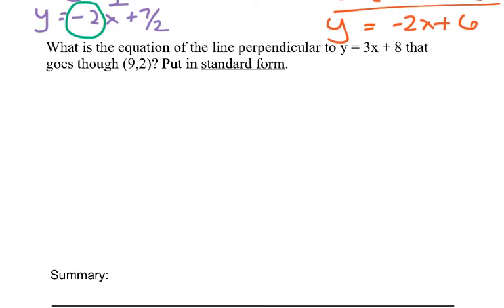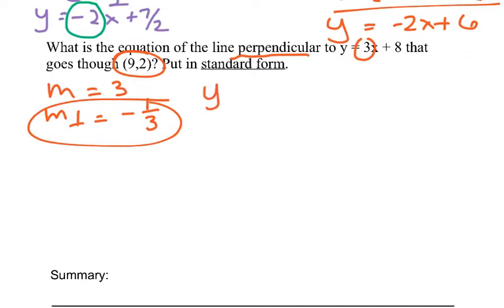All right. What is the equation for a line that is perpendicular to this one, y equals 3x plus 8, and it goes through the point (9, 2)? So our original line has a slope of 3. Our perpendicular one, remember, has to be opposite and reciprocal. So it will be -1/3. And we want it to go through that point with that slope. So let me start with point slope form. Y minus our y coordinate equals our slope times x minus our x coordinate.